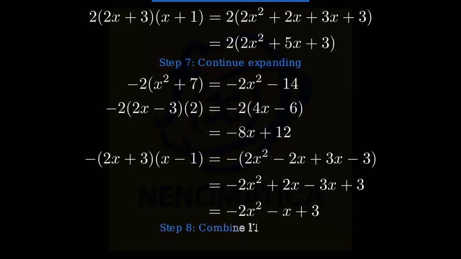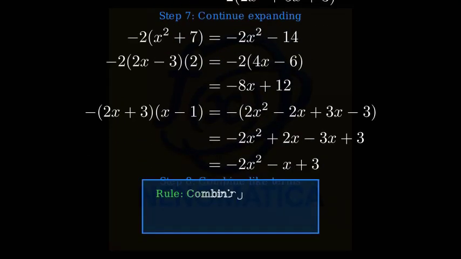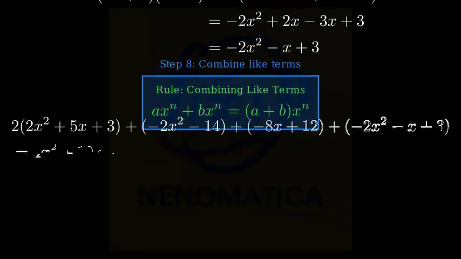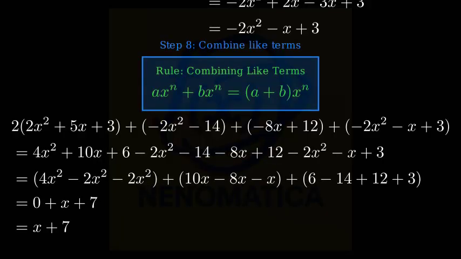Now we can combine all these expanded terms. We have 2 times (2x squared plus 5x plus 3) plus negative 2x squared minus 14 plus negative 8x plus 12 plus negative 2x squared minus x plus 3. Combining like terms for x squared, 2 times 2x squared plus negative 2x squared plus negative 2x squared, which equals 4x squared minus 2x squared, which equals 0.